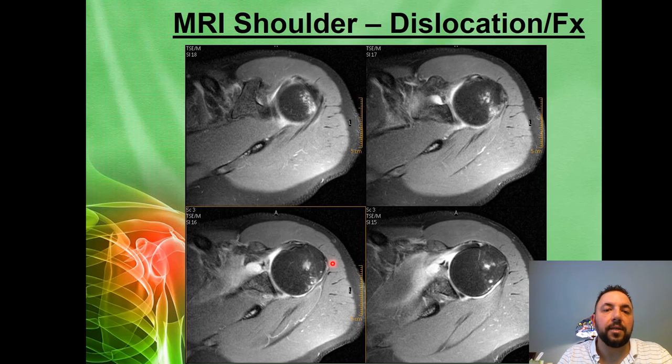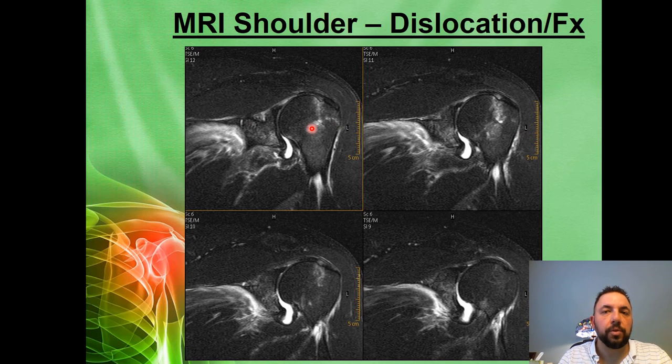This patient had a dislocation, fell onto the shoulder. Take a look at what normal muscle signal intensity looks like, and when there's damage, that hyperintense signal on proton density with fat suppression, in addition to that bony signal abnormality indicating fracture.